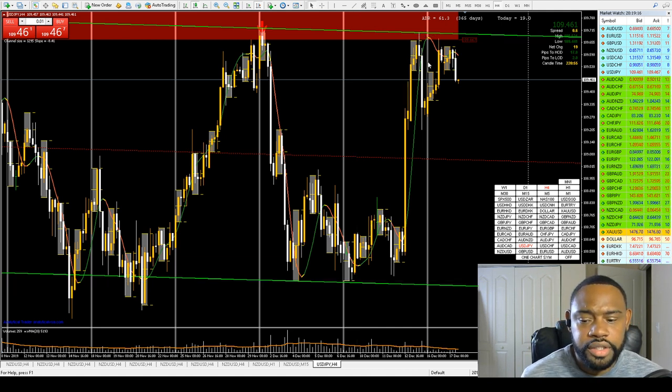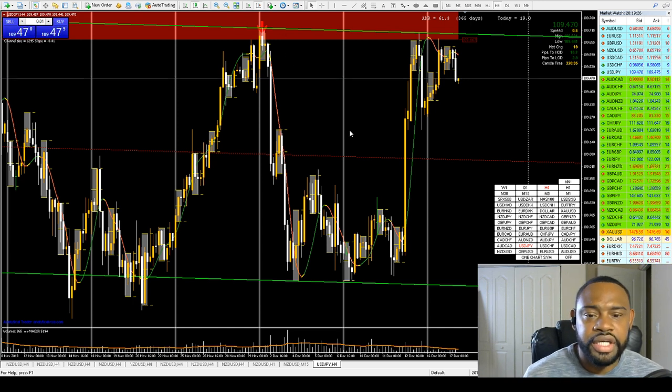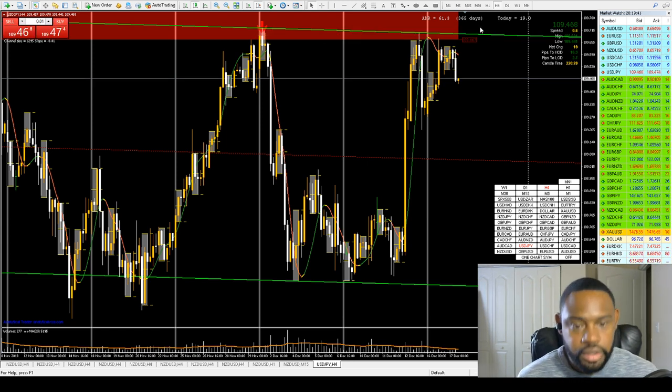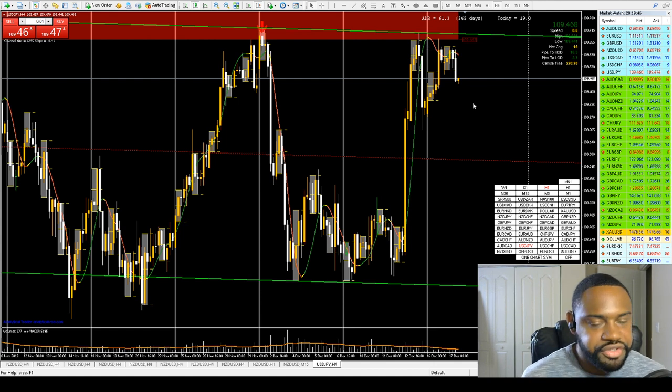No signal yet, again, because it's still in a downward trend. But just to show you guys, if you know anything about price action, you know that the market came up to retest this particular supply area, and it failed, and it's going back down. Just as simple as that.